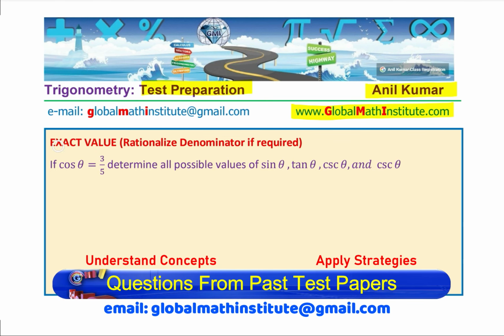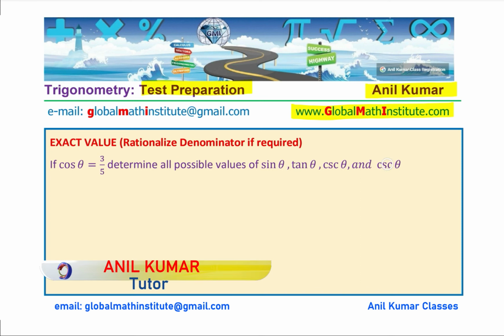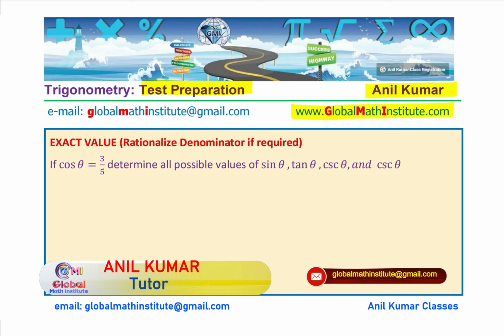We will actually find the exact values of trigonometric ratios in this particular case. The question is, if cos theta equals 3 by 5, determine all possible values of sin theta, tan theta, cosecant theta, and cotangent theta. So let's make it cot theta.